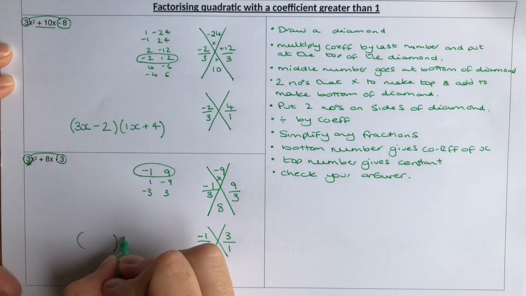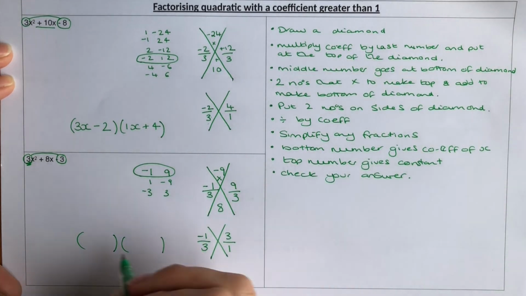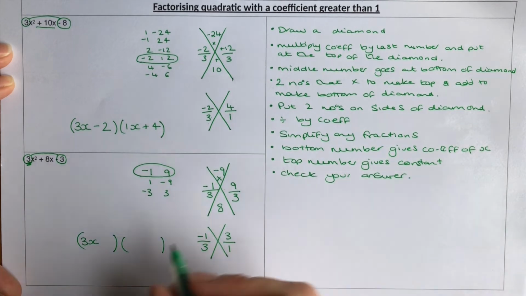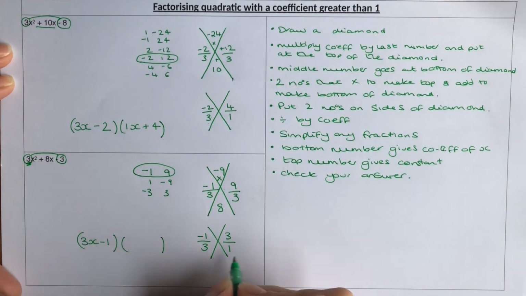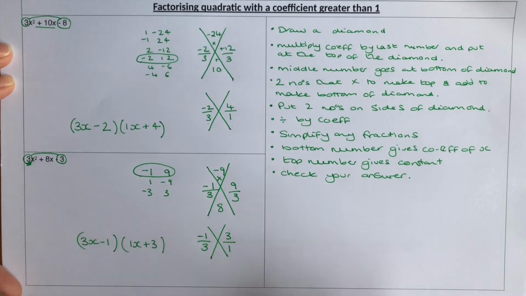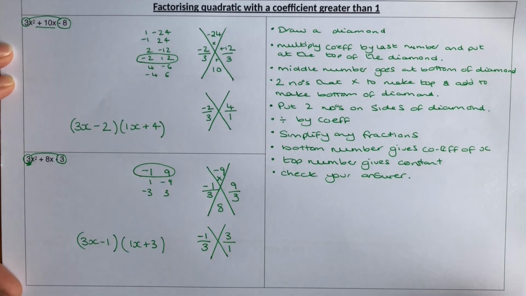So draw out your brackets. Bottom number gives the coefficient of x, so I get 3x, and the top number gives the constant, so I get 3x minus 1, and here I get 1x, or just x, add 3. And that is it. You can draw a grid, expand it and check you get the right answer. And that is how to factorise with a coefficient greater than 1.